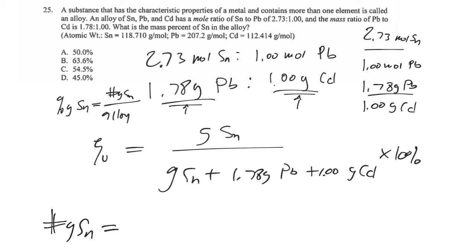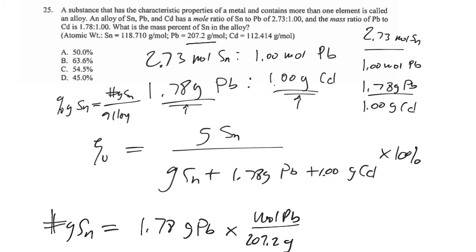Well, I know the mole ratio of tin to lead. Given how much lead there is, I know how much tin there should be. So if I have 1.78 grams of lead in my sample, what I should do is a simple conversion to moles for lead. That's 207.2 grams per mole of lead. The problem at least gave us some molar masses so we wouldn't have to check our periodic table. And so my ratio is for every one mole of lead that's present, there should be 2.73 moles of tin.